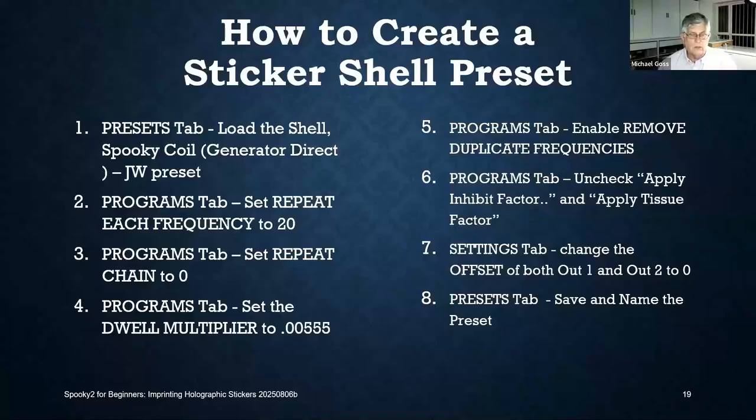Then I set the programs in the programs tab. I set repeat chain to 0 because I want it to run forever or until I shut it off. I set the dwell multiplier. That's how you take the 180-second default with most frequencies and get it down to 1 second. We'll look at that again in the demo in the program. I also remove duplicate frequencies.